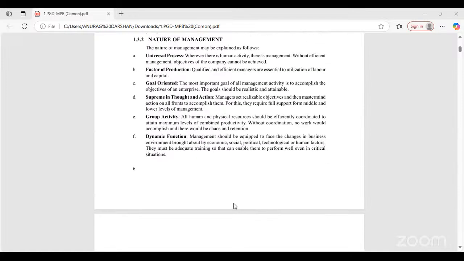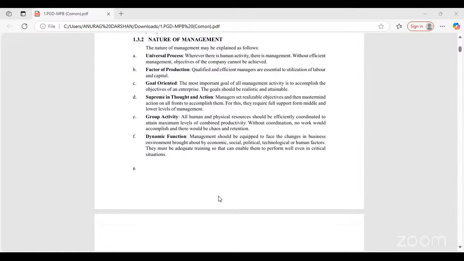So coming to the nature of management, it is a universal process. Wherever there is a human activity, there is management. So we have the factors of production. Now, what are the factors of production? Land, labor, capital, and entrepreneurship. These are the four factors of production for which the organization will get rent, wages, interest, and profits.